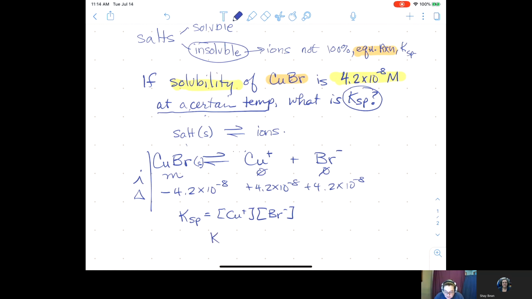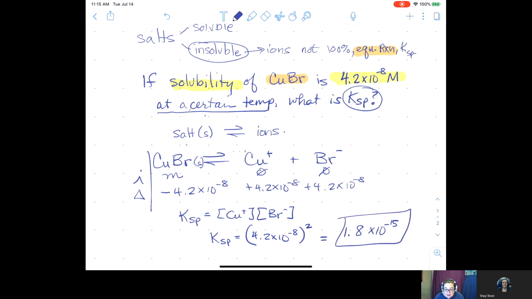So Ksp is very simply 4.2 times 10 to the minus 8 for copper, 4.2 times 10 to the minus 8 for Br minus, the copper ion and Br minus. I can just abbreviate that, I can write that more succinctly. And 4.2 times 10 to the minus 8 squared. I'm going to go to 2 sig figs, 1.8 times 10 to the minus 15. It's unitless, just like all of our other Ks.